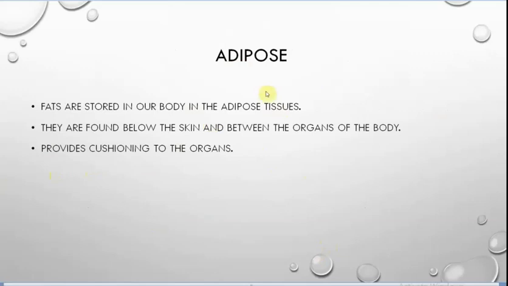Then next comes adipose tissue. Fats are stored in our body in the adipose tissue. What is the work of the adipose tissue? Its work is to store the fats. Where are these adipose tissues found? They are found below the skin and in between the organs of the body. And third, it provides cushioning to the organs. Adipose tissue even acts as an insulator because of the storing of the fats.